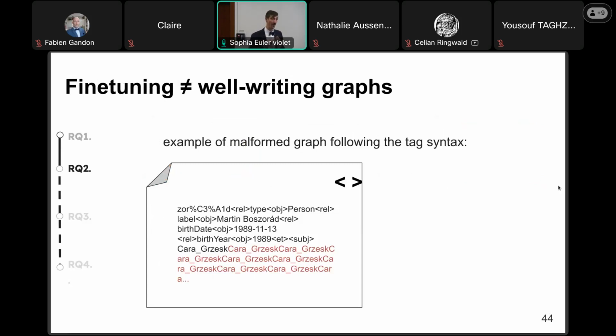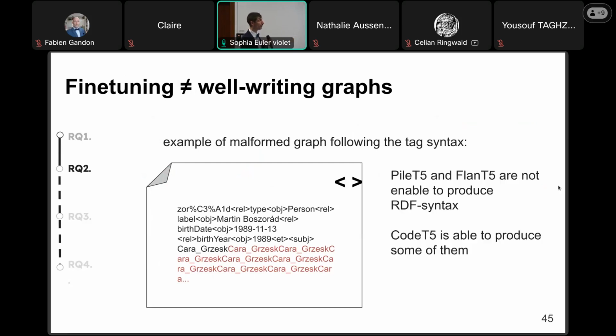But we understood from our experiments that fine-tuning doesn't mean writing graphs well at the end. Here you have an example of a graph. It is completely malformed at the end of the sequence, and the computer couldn't read this graph. It was the case, particularly for T5, PLT5 and FLAN-T5, which were not able at all to produce any RDF syntaxes. In the case of CodeT5, it was able to produce some of them, and we showed during our experiments that it could also be used to repair some graphs.